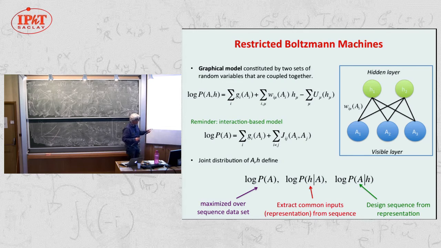You can compute the conditional distribution of a representation given the sequence, and that's a way to extract the representation from the sequence. And you can also generate new sequences given a representation. That's the conditional distribution of A given H. So this is very important for design. How do you design new sequences? If you understand what matters in your sequence from this step here, then maybe you can generate new sequences, completely different, but having the same features.